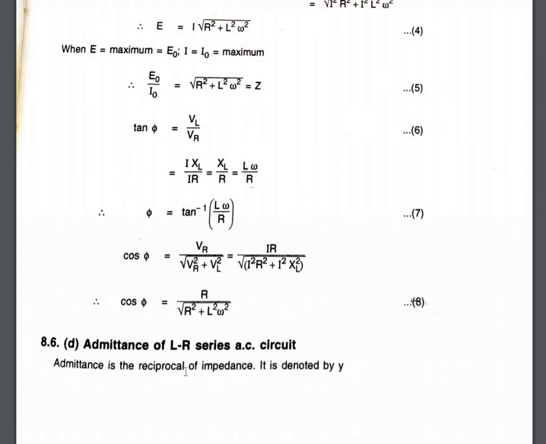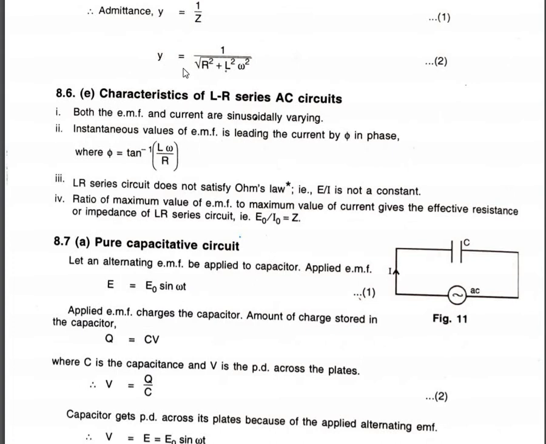So what is the admittance of an LR series AC circuit? The reciprocal of the impedance is known as the admittance. So admittance is given by 1 by square root of R square plus L square omega square. So what are the characteristics of an LR series AC circuit?